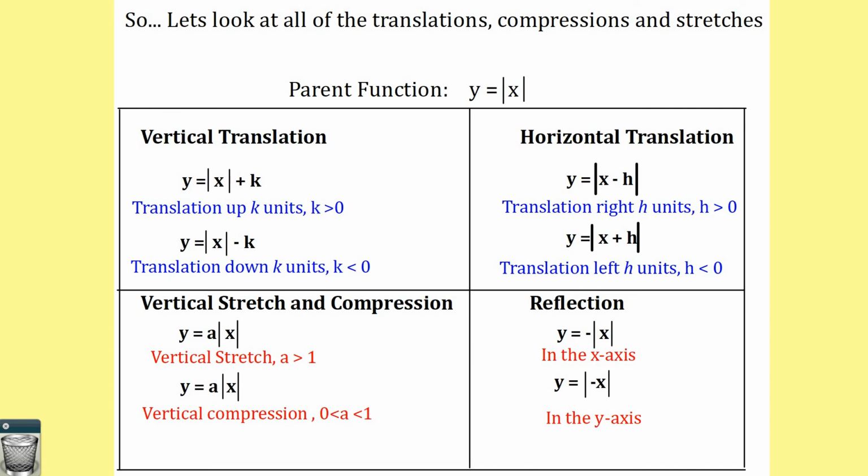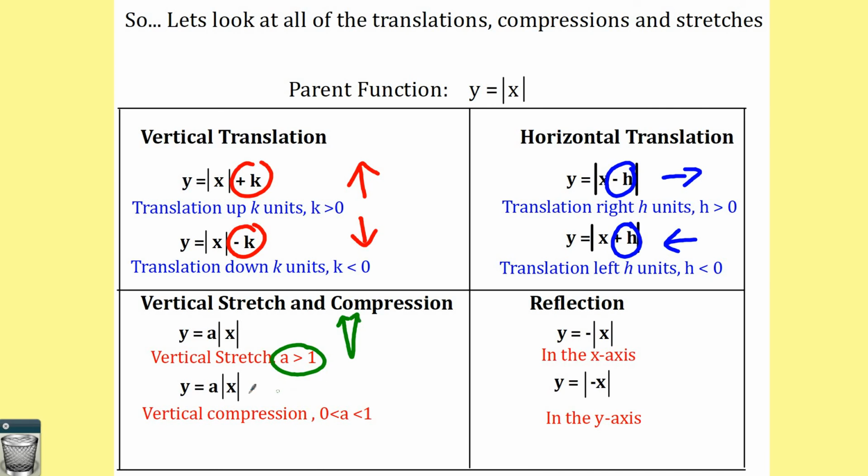But essentially, if we have it on the outside, that's when we go up or down. When we have it on the inside, that's when we go right or left. When we have a number bigger than 1, it gets skinnier. And when we have a number less than 1, so between 0 and 1, it gets fatter. And then, of course, the negative on the outside is a reflection across the x-axis.